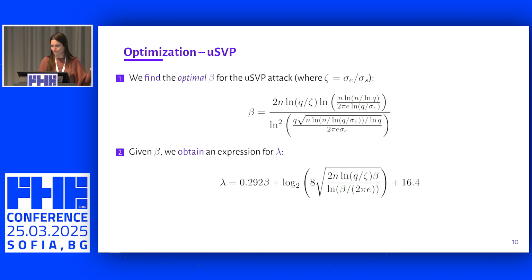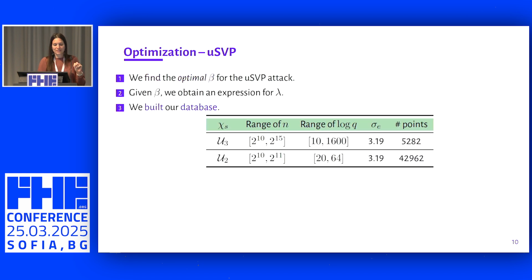So we decided to drop the lower order term, because it's already quite heavy, and then we compute lambda, as I mentioned before. For that reason, we wanted to build a database to fine-tune the lower order term. So this is the database that we built. This is the range that we consider. Why do we consider this range?